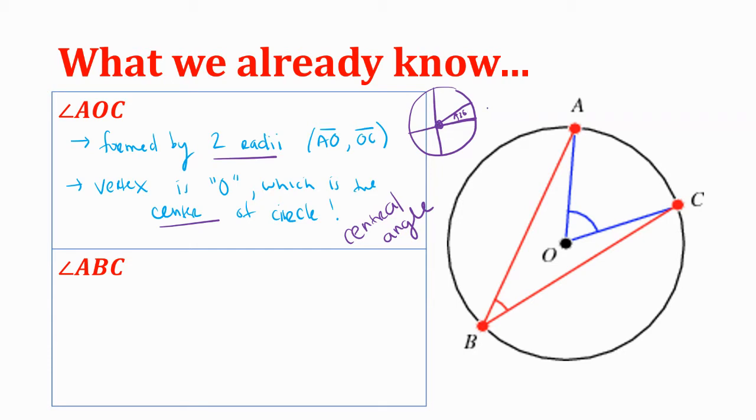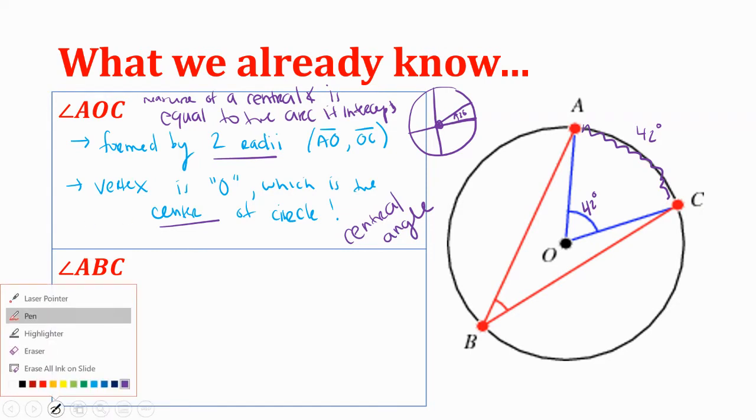The measure of a central angle is equal to the arc it intercepts. So if AOC is, let's say, 42 degrees, the measure of this arc is also 42 degrees. Remember, I'm not talking about length. I could dilate this circle, make it really, really tiny or really, really big, and that angle measurement is going to stay the same. So I'm not talking about length. I'm talking about measure, degree measure right now.